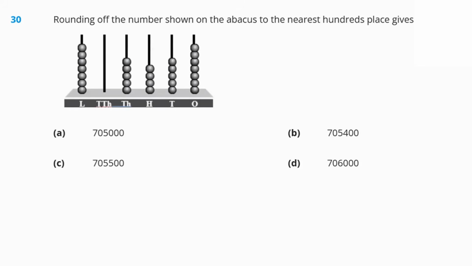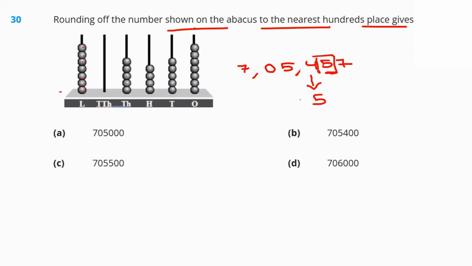Next, question number 30. Rounding off the number shown on the abacus to the nearest hundreds. First, we need the number on the abacus. 1, 2, 3, 4, 5, 6, 7 lakhs. Nothing in the 10,000s place. 1, 2, 3, 4, 5, 4, 5, 7. That's the number. You have to round it off to the nearest hundreds. So you check tens. That's 5. 5 or more you increase. So this becomes 5, 5, 0, 7. And this side changes to 0. So 7, 0, 5, 5, 0. Option C is the answer.